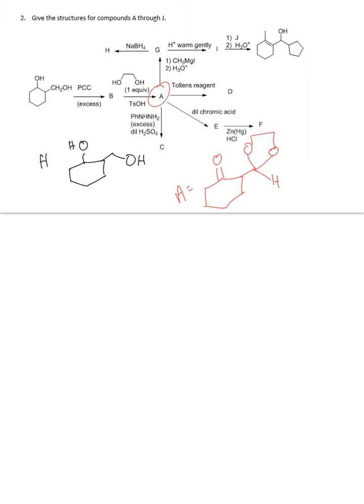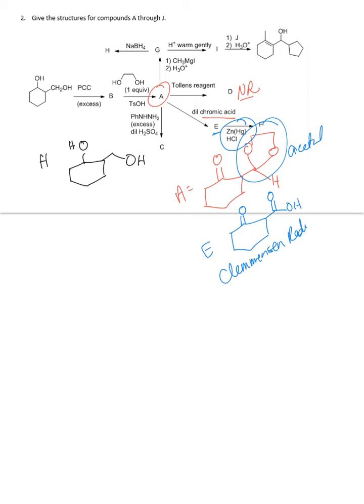And then Tollens' reagent, you're going to get no reaction there. Dilute chromic acid to E. The acid's going to cleave your acetal to give you an aldehyde, and then the aldehyde will oxidize to a carboxylic acid. So that's structure E. And then the mercury with zinc, HCl, that's your Clemmensen reduction. And that will give you F, which will deoxygenate the ketone to a methylene and leave your carboxylic acid. So that would be structure F.